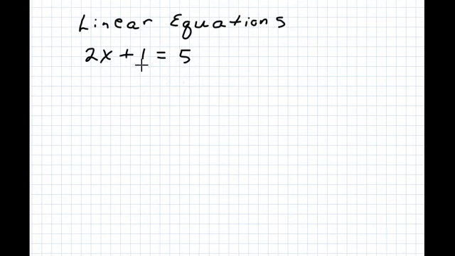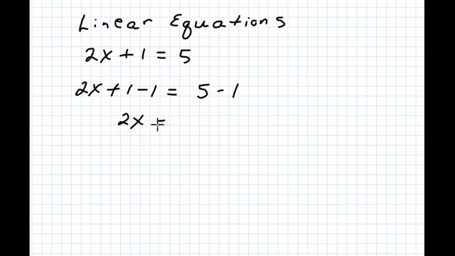So what I'm going to do here is get rid of the 1, and I'm going to subtract 1 from both sides. So we have 2x plus 1 minus 1 is equal to 5 minus 1. And 1 minus 1 is 0, so we're left with 2x is equal to 5 minus 1 is 4. Now we want to get rid of this coefficient here, so I'm going to multiply it by a half.